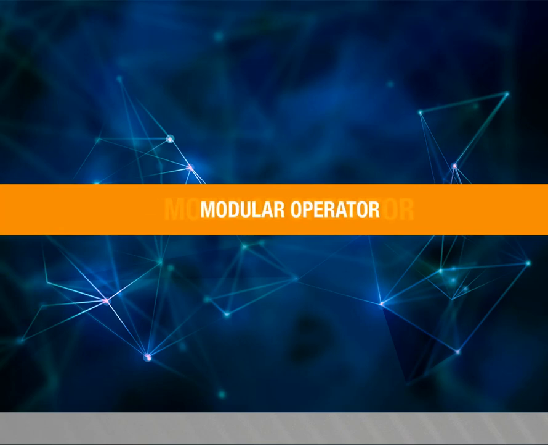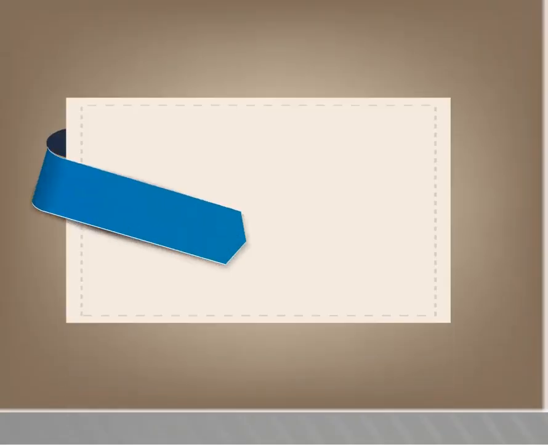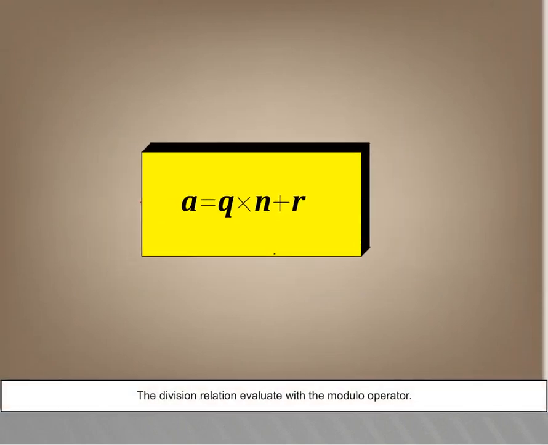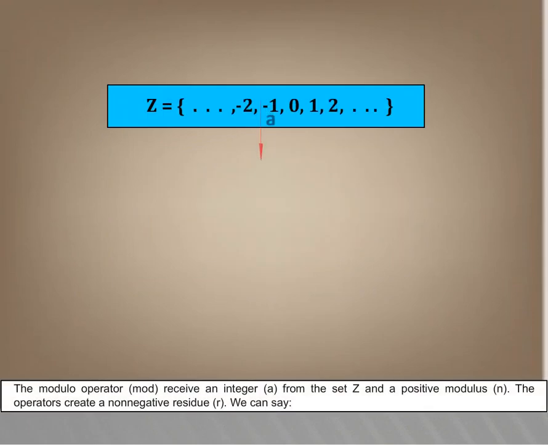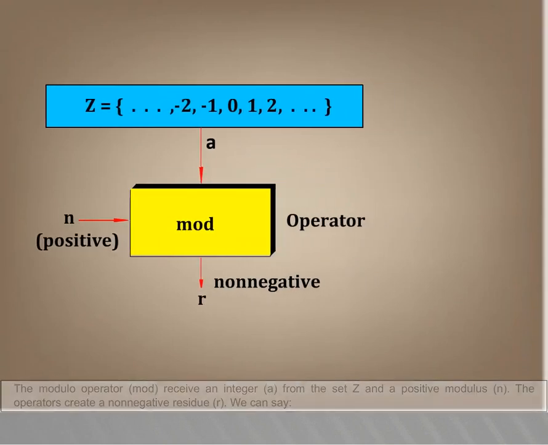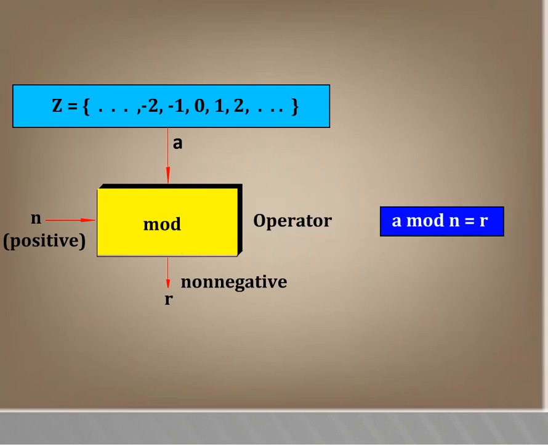Modular operator. In this video, we are going to see about modular operator. The modulo operator is shown as mod. The second input n is called the modulus. The output r is called the residue. The division relation is evaluated with the modulo operator. The modulo operator mod receives an integer a from the set Z and a positive modulus n. The operator creates a non-negative residue r. We can say a mod n is equal to r.